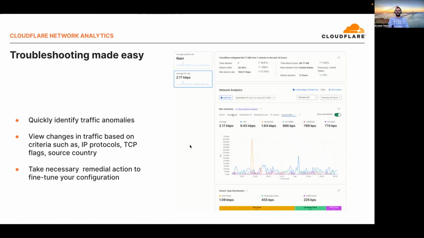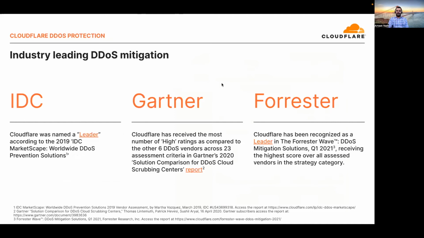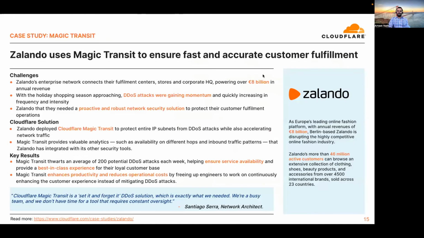And of course, we are recognized by some of the leading analyst firms for the strength of our DDoS mitigation solutions, including IDC, Gartner, and most recently Forrester. Forrester identifies us as a leader in the latest Forrester Wave for DDoS mitigation solutions that was published last year. But more than the analyst ratings, we are really proud of what our customers are able to do.